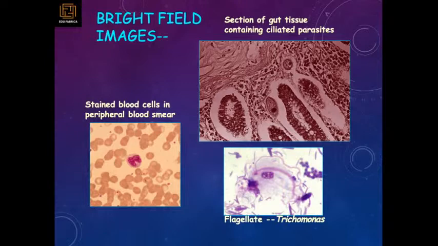Then comes your bright field image. How the image looks is a section of gut tissue containing ciliated parasites. So you can see some ciliated parasites, gut tissues being affected by parasites here. Flagellates, trichomonas, stained blood cells in a peripheral blood smear. So all these things belong to the bright field image here.